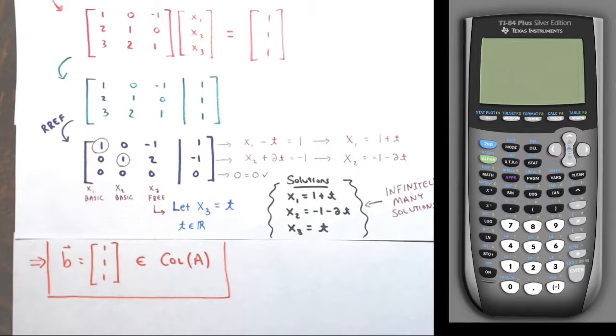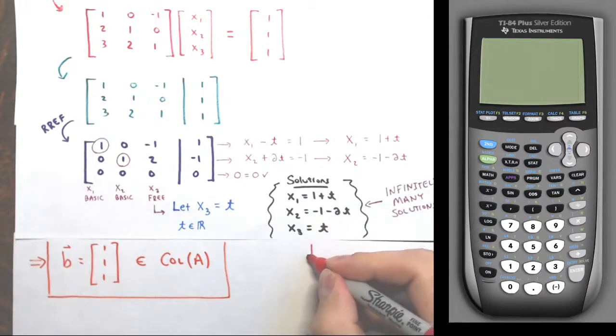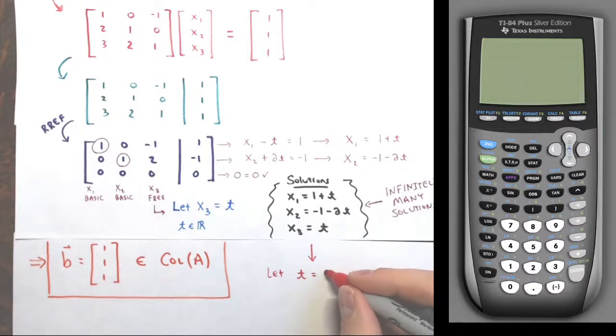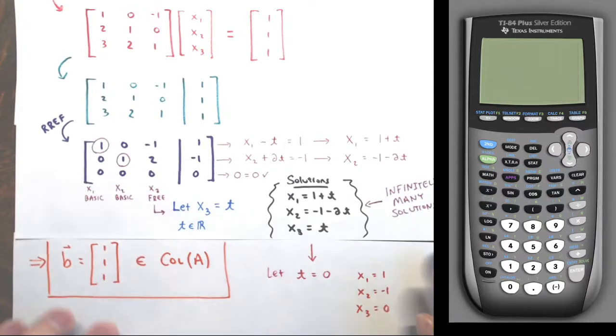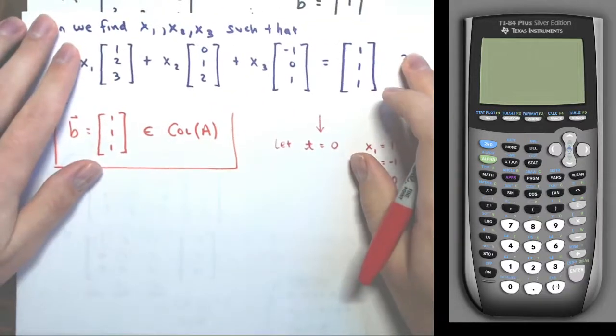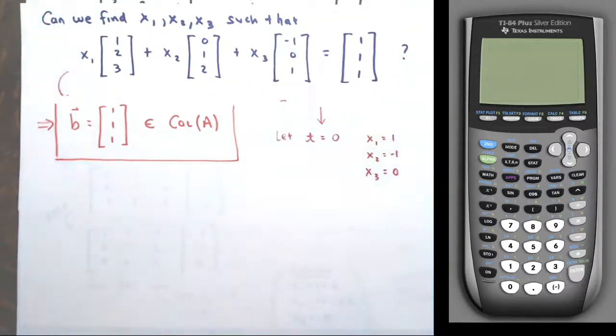So what I'm going to do here is replace. Take this here. Let t be, and you can have t be anything you want. If t were 0, the value of x1 would be 1, the value of x2 would be negative 1, and the value of x3 would be 0. And we'd get the following, right? If I go back up to the equation here with the linear combination, we'd get the following.